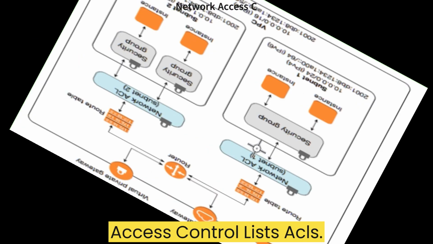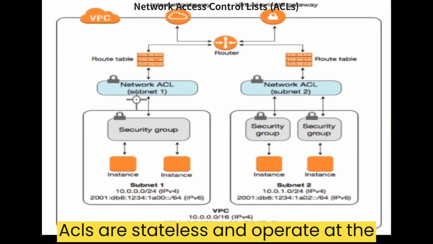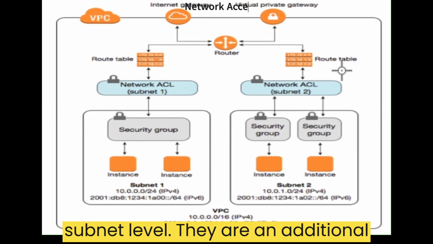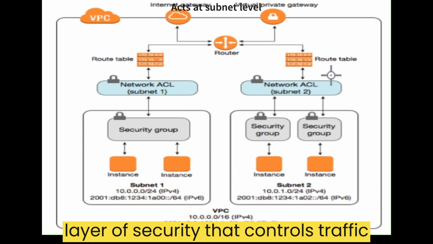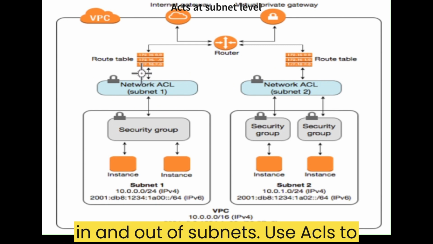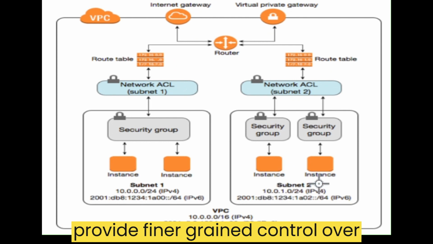Network Access Control Lists, ACLs. ACLs are stateless and operate at the subnet level. They are an additional layer of security that controls traffic in and out of subnets. Use ACLs to provide finer-grained control over traffic.